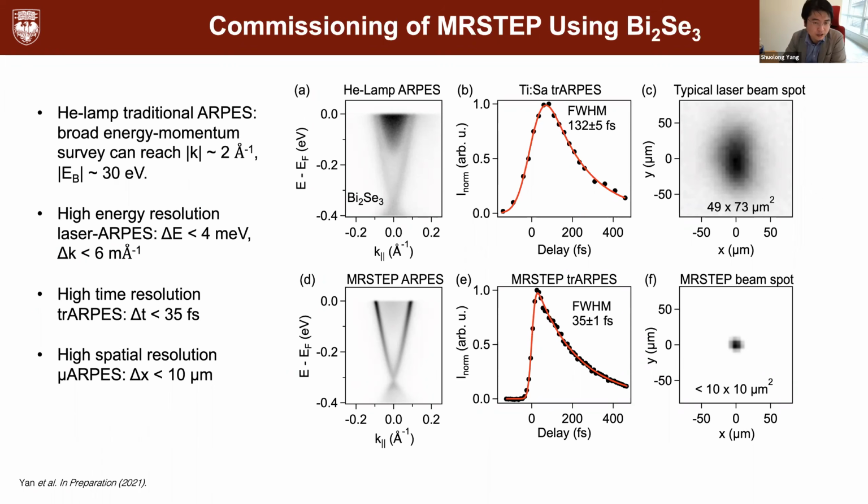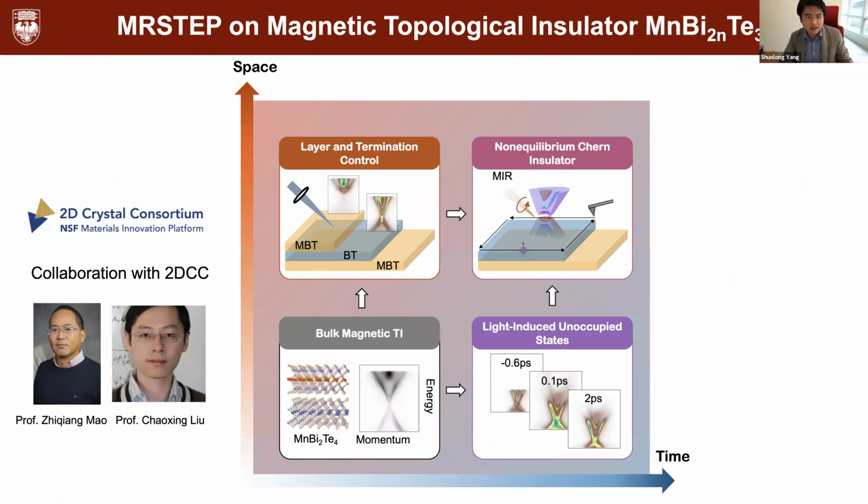The machine is commissioned. And what do we do with it? I have about 10 minutes left, so I'll try to highlight some of the recent studies. This also reflects our very successful collaboration with 2DCC. The samples were grown by Professor Zhixiang Mao. Theory was mostly done by Professor Chaoxing Liu.